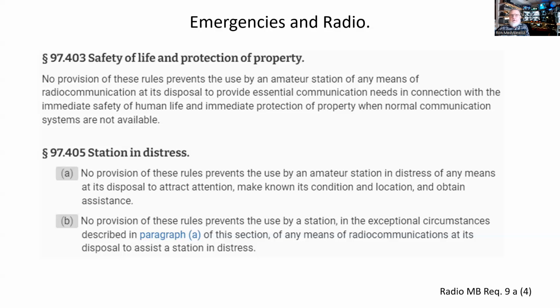However, and this is a very important proviso, only when no other communication systems are available. If you've got good cell coverage, you have to use that first in an emergency. It's probably even better because you can get directly to 911 rather than calling a ham radio operator to call 911 for you. If there's a station in distress, you can use any means possible to attract attention on amateur radio, but you need to make sure that you've exhausted all other possibilities first.